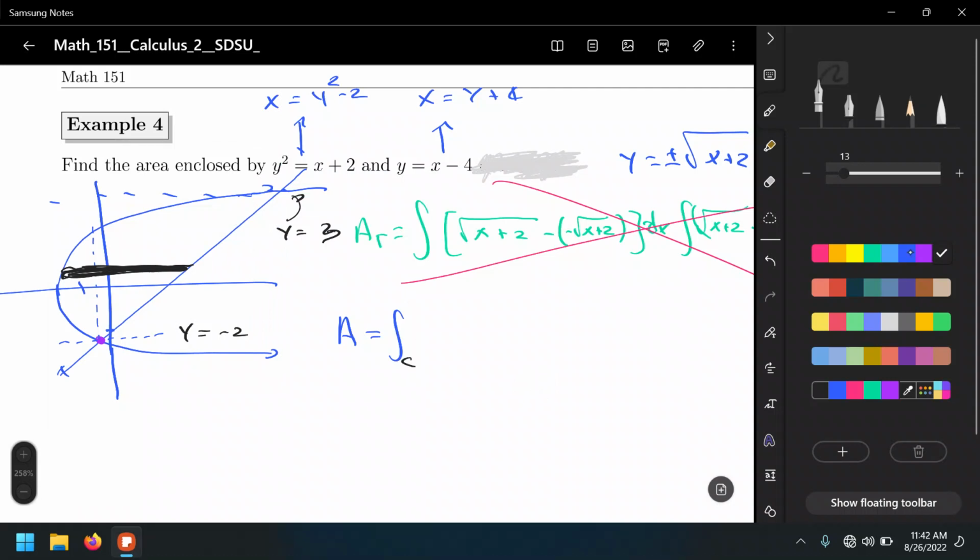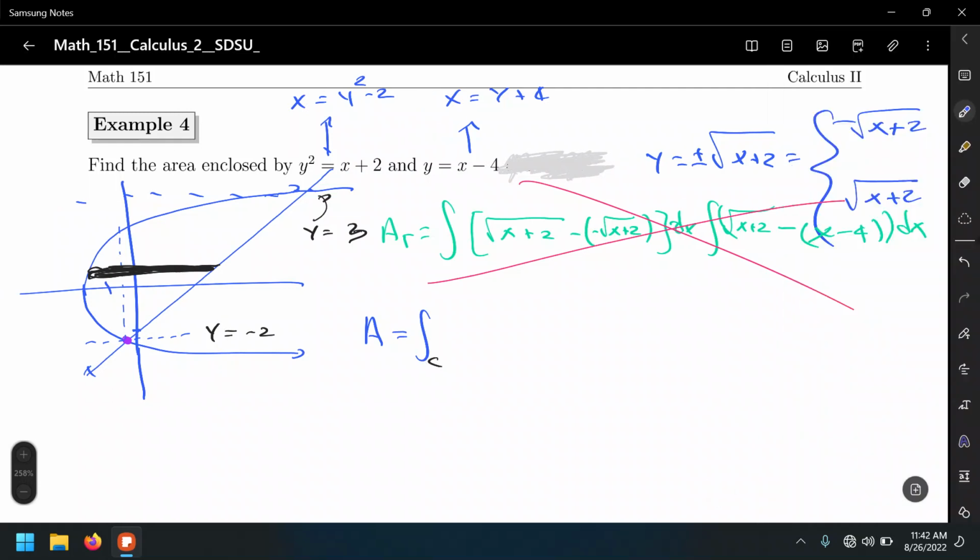That's the first of all in symbols: the integral from c to d, and in this case, not f of x minus g of x, but f of y minus g of y. In particular, this will be again rightmost minus leftmost. And in this case, the integral is with respect to y, not with respect to x.